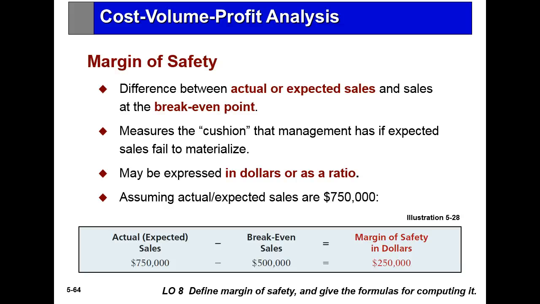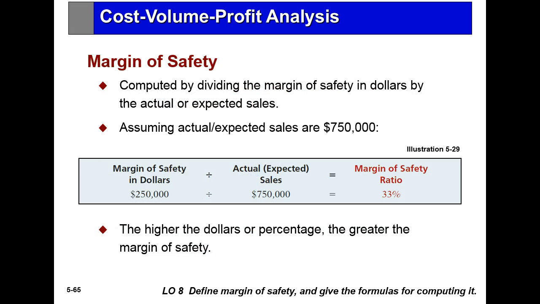Our expected sales are going to be 750,000. Our break-even is at 500,000. So our margin of safety in dollar amount is going to be 250,000. If we decide to do it based on a ratio, we can take our 250,000, the dollar amount, and divide that by what we anticipate our sales to be to determine the percent margin of safety ratio. The higher the dollars or the percentage, the greater the margin of safety, the greater the cushion we have.